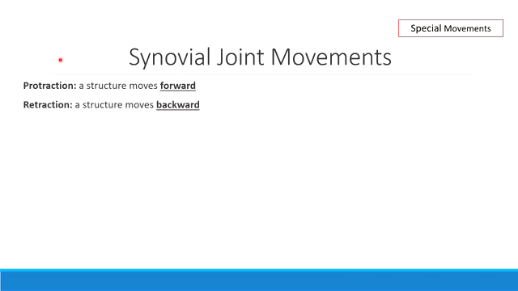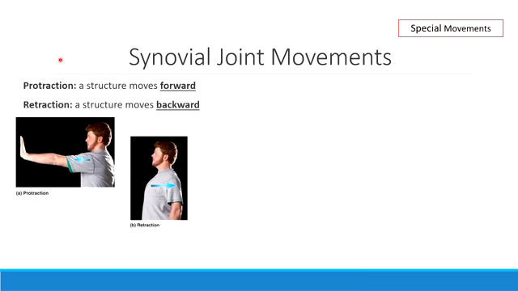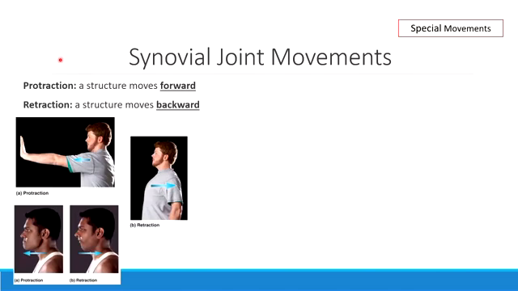We can also do protraction and retraction. Primarily when I learned protraction and retraction, it was mostly with the jaw joint. So protraction is when you protrude your jaw, when you have an underbite, so your lower teeth stick out. Retraction is when you pull your jaw backwards, so you'd have an overbite. Protract and retract the jaw.